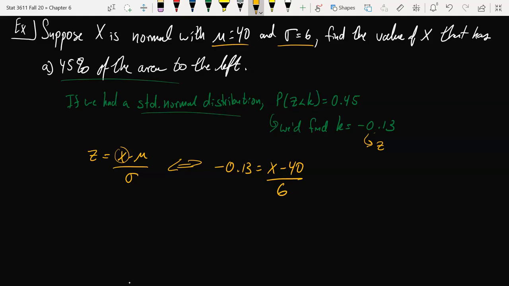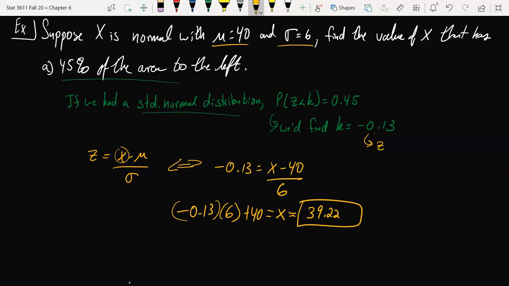And now you can solve for x. We can multiply by 6, and then we're going to need to add 40 to solve for x there. So once we do the arithmetic here, x is about, if I round that off, 39.22. Okay, 39.22. So we can convert back and forth here. Again, this is the fundamental relationship that we're trying to become familiar with.